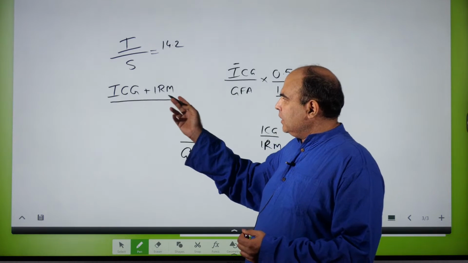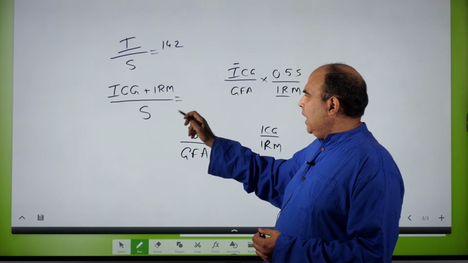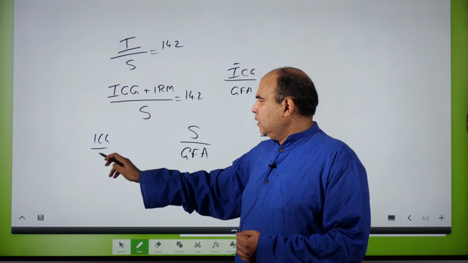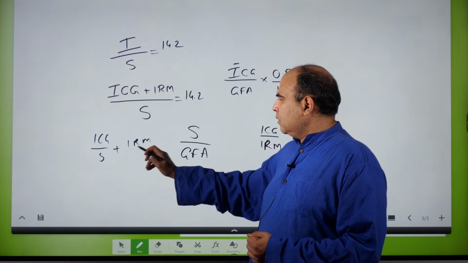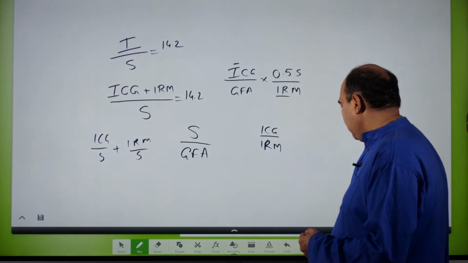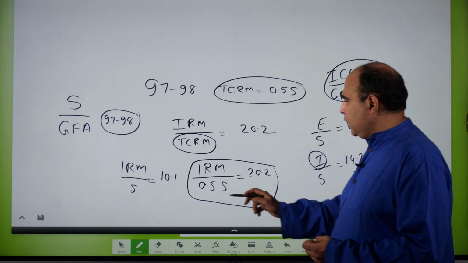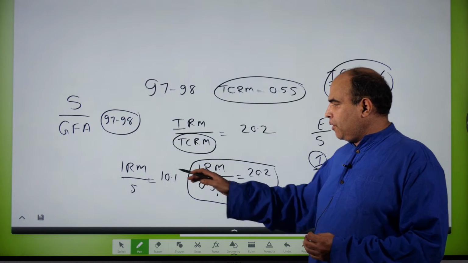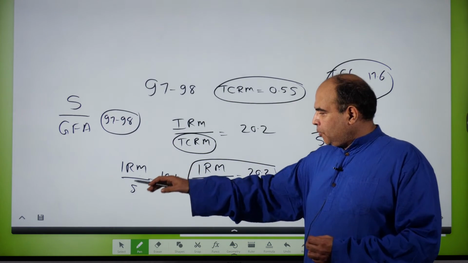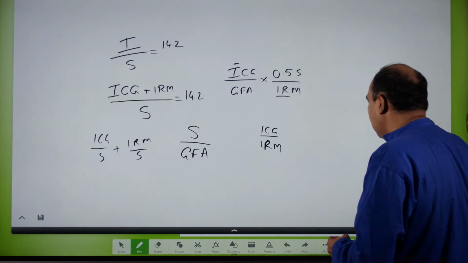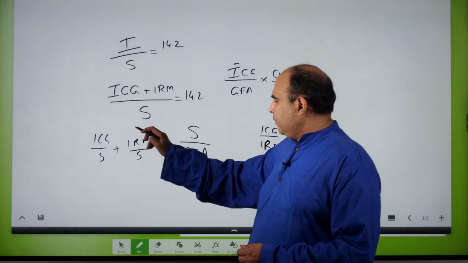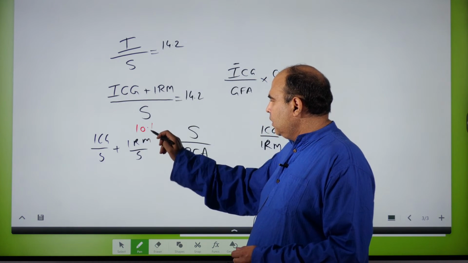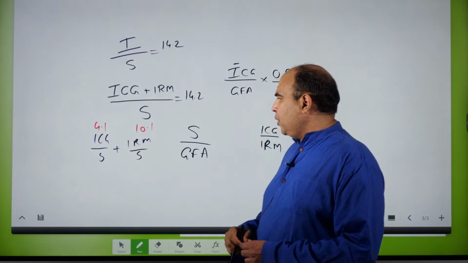So I is defined as ICG plus IRM upon S, and this is equal to 14.2. And if I split this into ICG upon S plus IRM upon S, so here I see that they have given me IRM upon 0.5 S, so IRM upon 0.5 S is 20.2, so IRM upon S will become 10.1. So once I get that IRM upon S is 10.1, I can get this information that this value is 4.1.